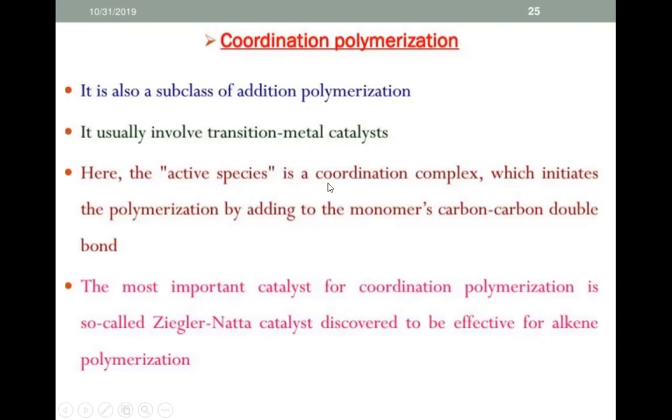Here, the active species is a coordination complex. In this, the complex will be formed, which initiates the polymerization by adding the monomer's carbon-carbon double bond. The most important catalyst for the coordination polymerization is called the Ziegler-Natta catalyst, discovered to be effective for alkene polymerization. So, in the coordination polymerization, the first and foremost important catalyst used for this type of polymerization is a Ziegler-Natta catalyst.